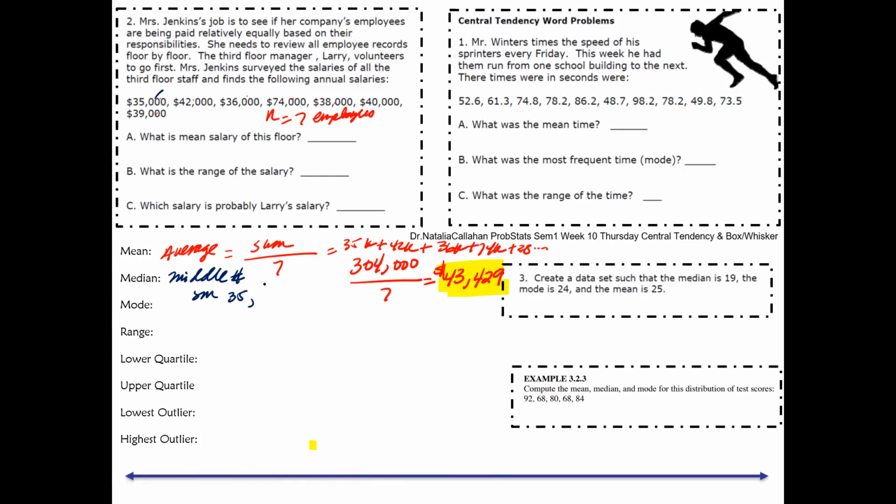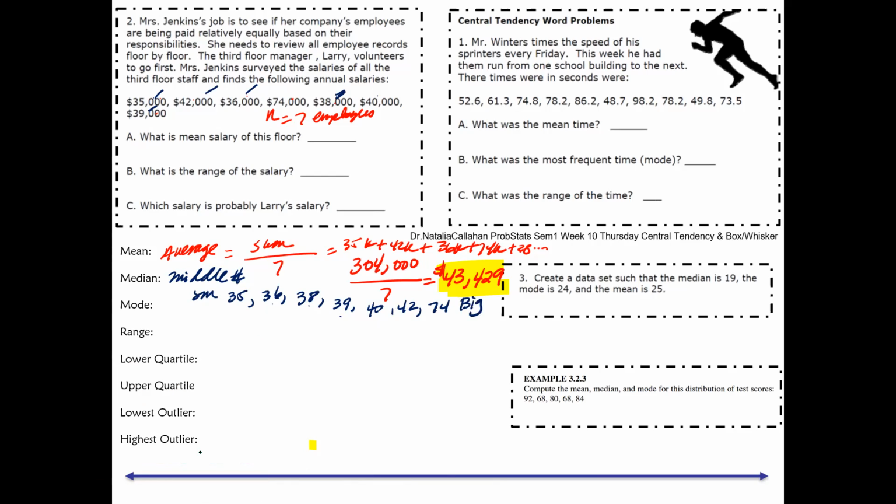And then the second smallest is 36. And notice that I'm putting little tick marks next to it so that I keep track of which one I've used. 38 is the next one, followed by 39, followed by 40, and then 42, and then 74. So 1, 2, 3, 4, 5, 6, 7. Perfect. So smallest salary to the biggest salary.